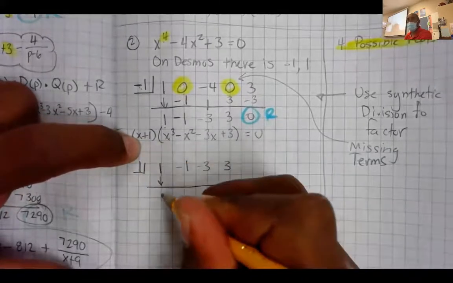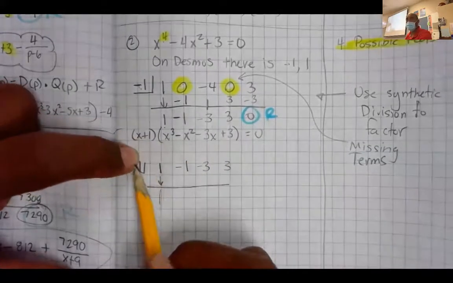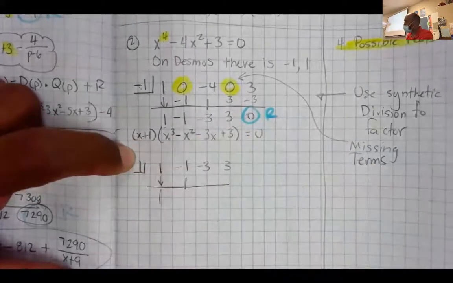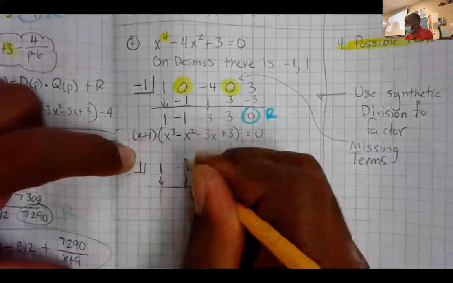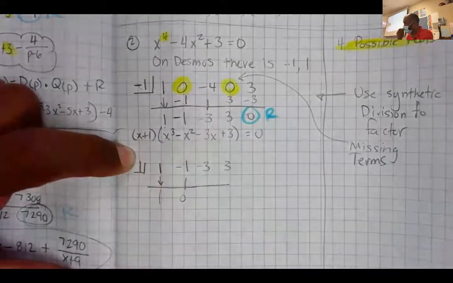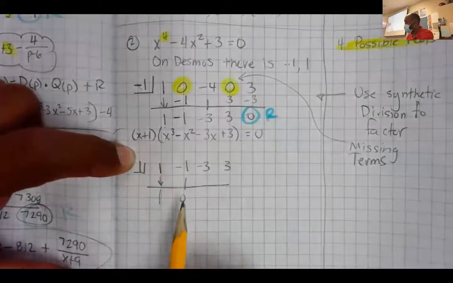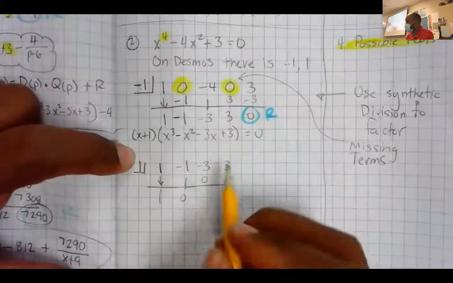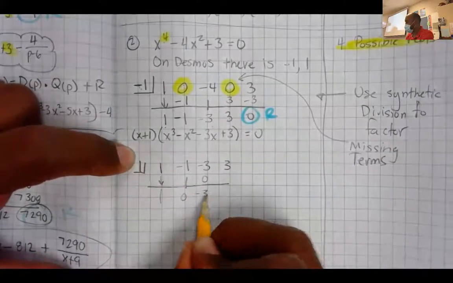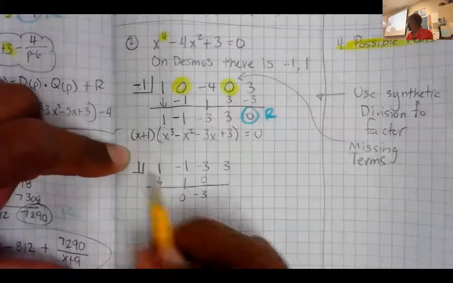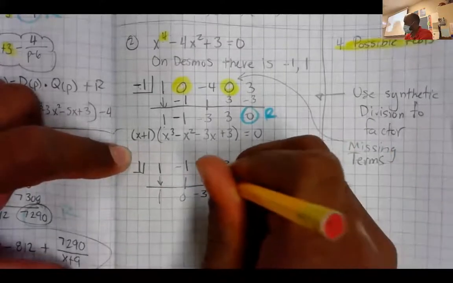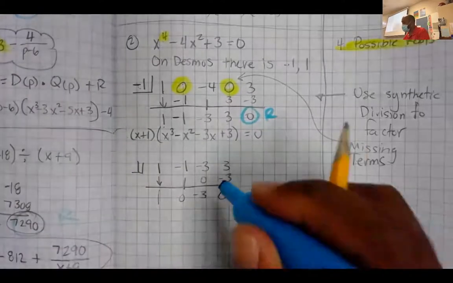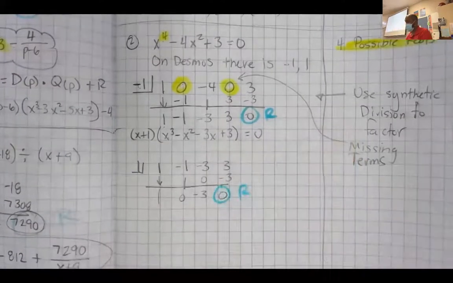Okay, so I bring down the 1. And now I've got to multiply, just like before. 1 times 1, 1. Add, that's 0. 1 times 0, that's going to be 0. Then add, it's -3. Then 1 times -3 is -3, which again, we should expect 0, which is your remainder.